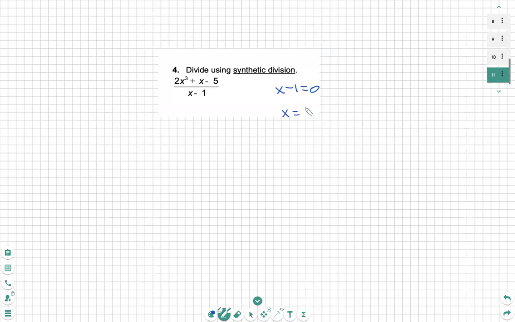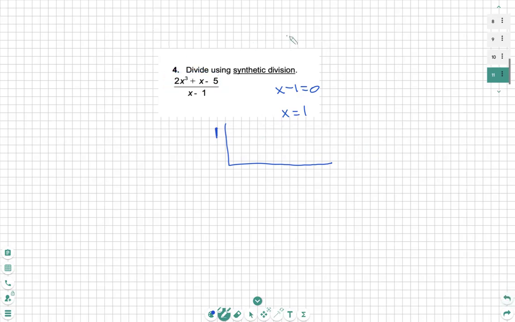We need to solve, and we see x is equal to 1. Next, we're going to build this little contraption right here. And on this contraption, we're going to put what x is equal to as our root on the left, and we're going to put our numerator and just the coefficients on the right.